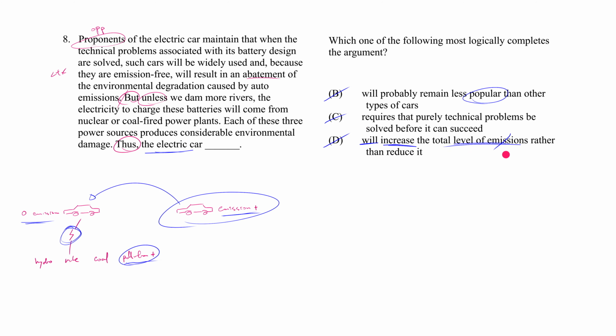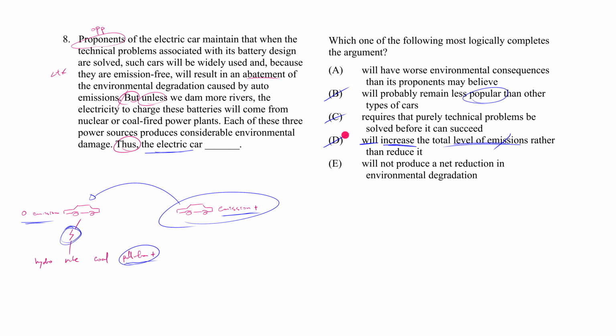Now, there is another reason why D doesn't work. And to see that, I want to look at A and E as well, because one of these two answers, the wrong one, shares in the other error that D commits. A says will have worse environmental consequences than its proponents may believe, and E says will not produce a net reduction in environmental degradation. Notice that they both sidestep the error that D commits by talking in more general terms: environmental consequences, environmental degradation. These are terms that are broader than just emissions. Emission is just one type of environmental degradation. For a nuclear facility, I'd imagine the environmental consequences are not so much emissions, rather it's about how to store nuclear waste safely, how to prevent a nuclear meltdown.